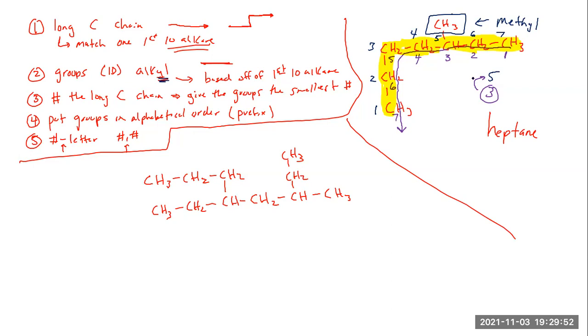All that's left is just to put it together. The 3 tells us where the methyl group is located. So we go with a 3 and a dash methyl, again, dash between number and letter, and we finish it up with heptane. So that would be 3-methylheptane. Any questions on where any parts of that name came from?